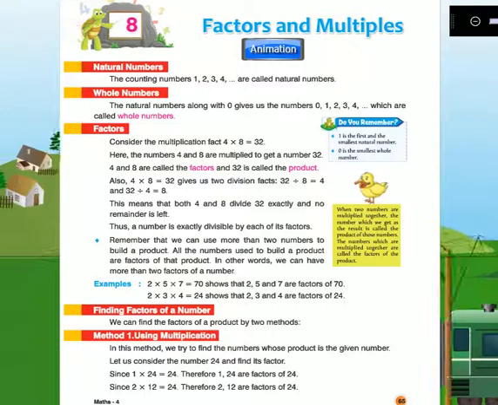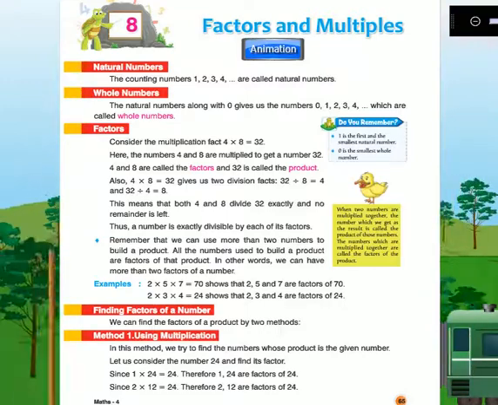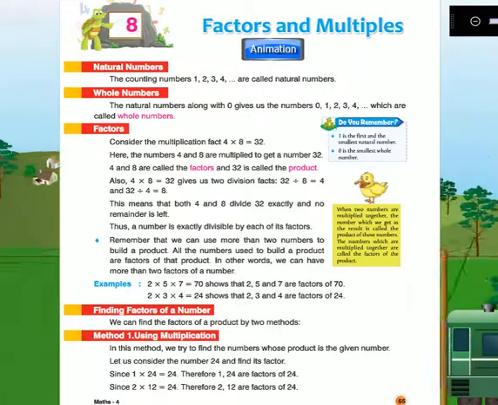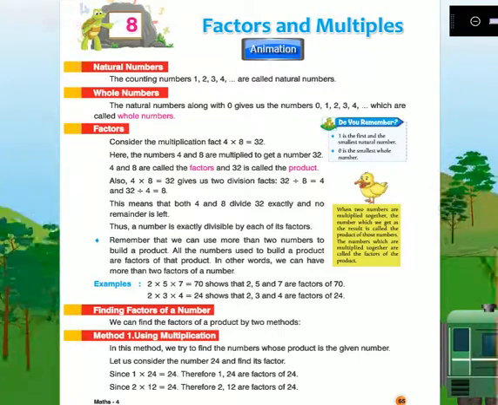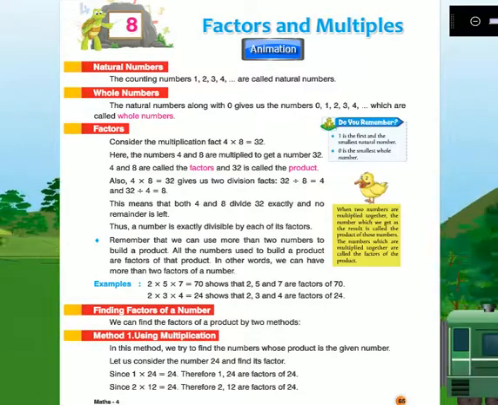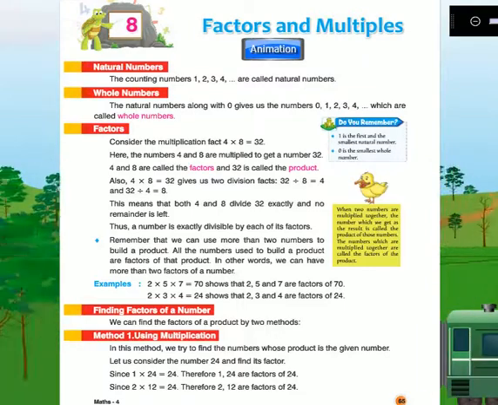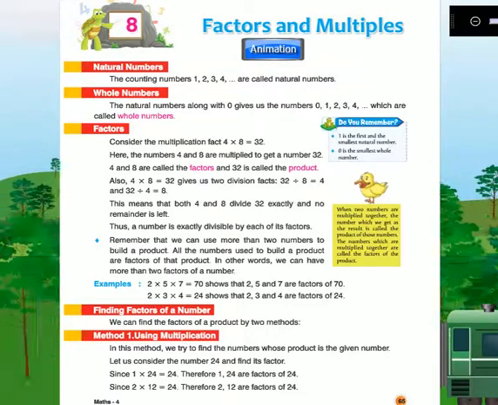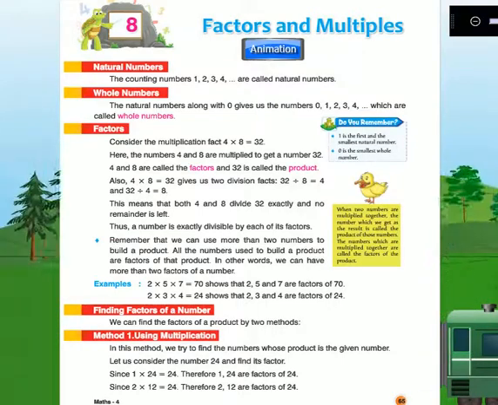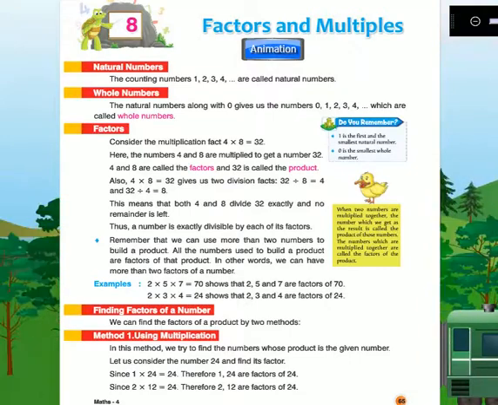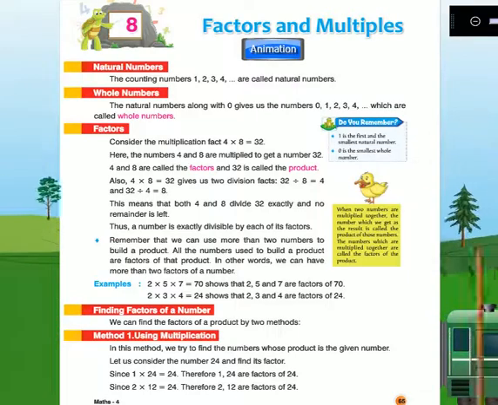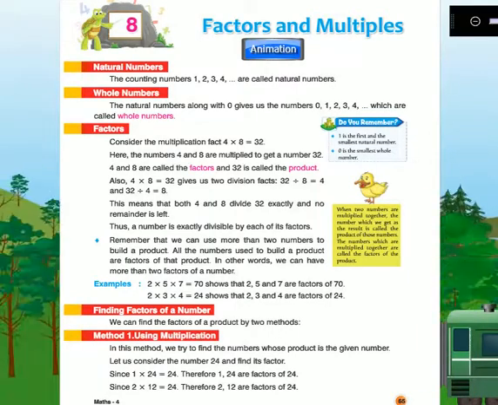Remember that we can use more than two numbers to build a product. All the numbers used to build a product are factors of that product. In other words, we can have more than two factors of a number. Examples. 2 multiplied by 5 multiplied by 7 is equal to 70, which shows that 2, 5 and 7 are factors of 70. 2 multiplied by 3 multiplied by 4 is equal to 24, which shows that 2, 3 and 4 are factors of 24.